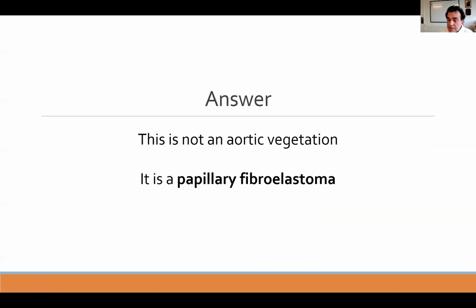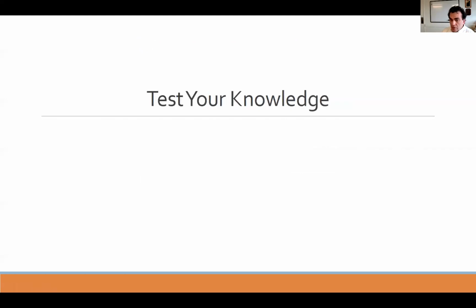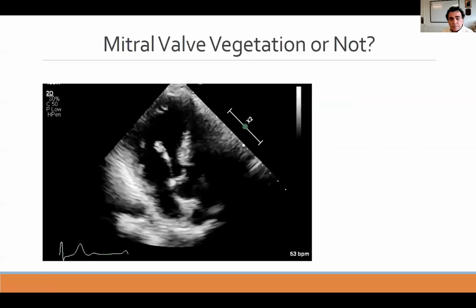This case emphasizes the importance of looking for the location of an independently mobile echo density associated with the valve. In this case, the associated independently mobile echo density was on the aortic rather than the ventricular side, and therefore we think that this is less likely to be endocarditis. How about another question to test your knowledge? Is this a mitral vegetation?